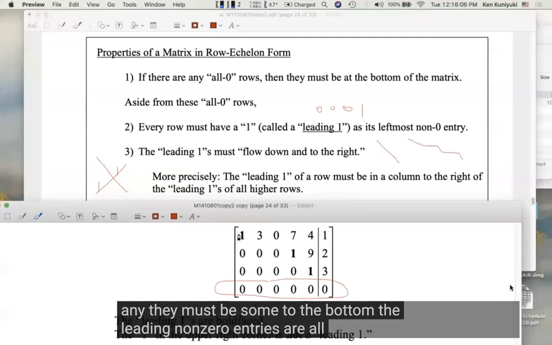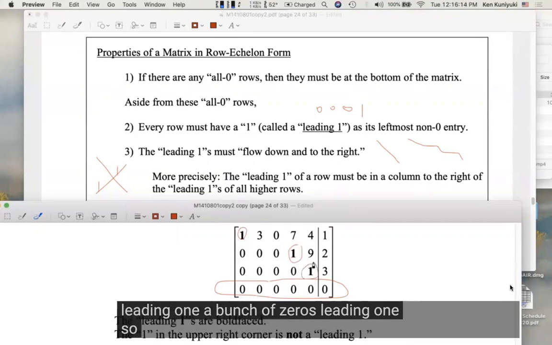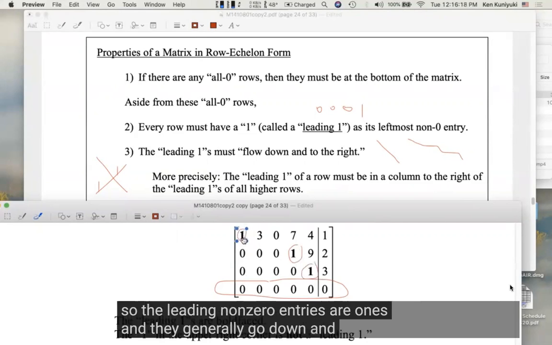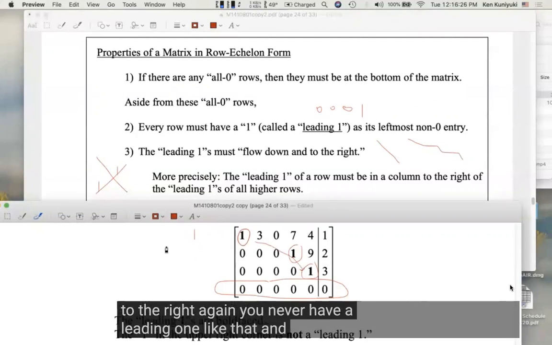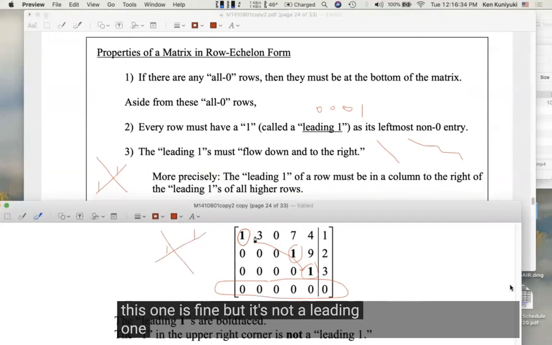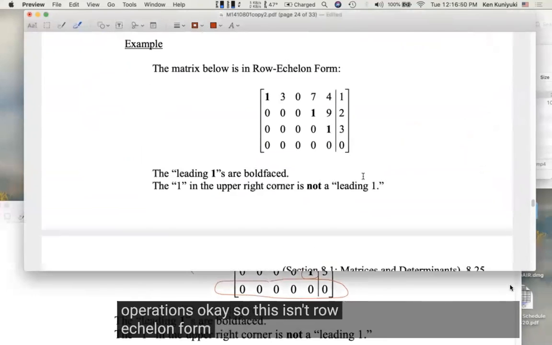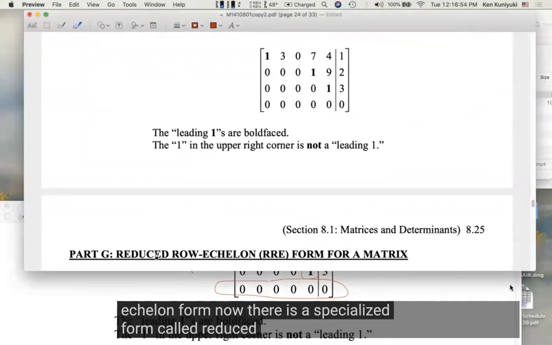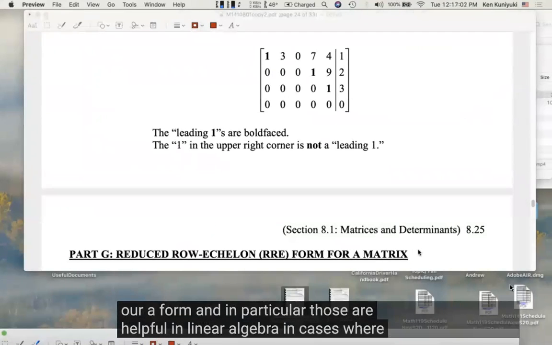The leading non-zero entries are all ones. This is a leading one. Bunch of zeros, leading one. Bunch of zeros, leading one. So the leading non-zero entries are ones, and they generally go down and to the right. Not necessarily on a straight diagonal, but they generally go down and to the right. Again, you never have a leading one like that and a leading one like that. You'd have other ones. I mean, this one is fine, but it's not a leading one. Often we do circle the leading ones in a matrix problem. They can help us in operations. Okay. So this is in row echelon form. Now, there's a specialized form called reduced row echelon form, RRE form. And in particular, those are helpful in linear algebra in cases where you have infinitely many solutions.